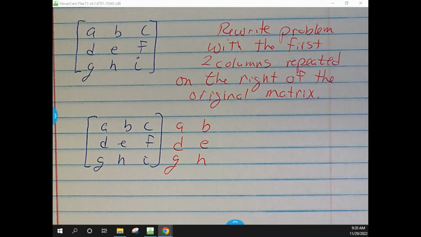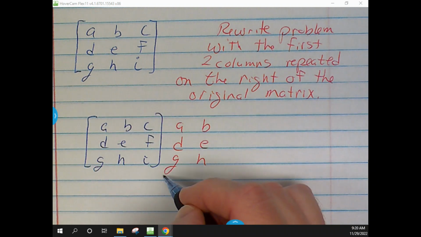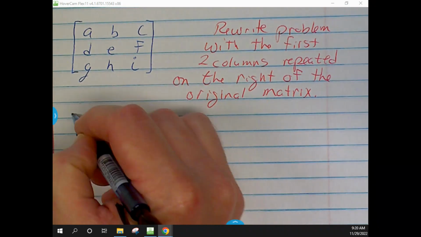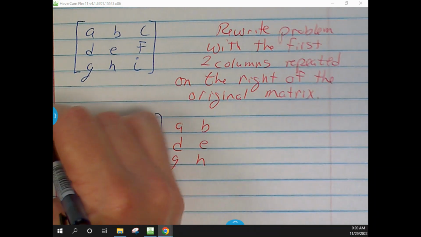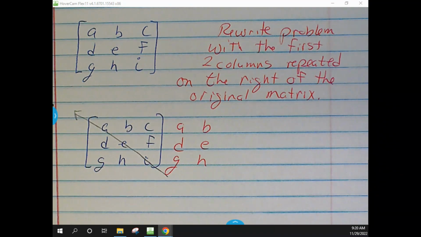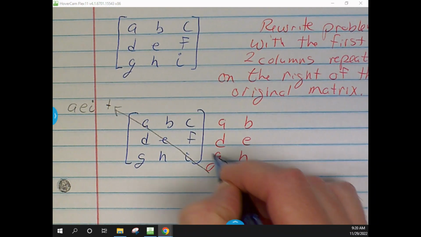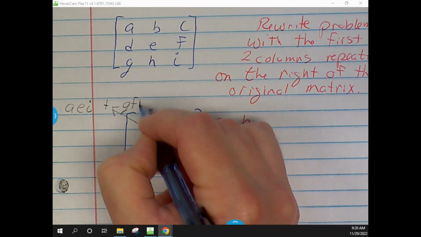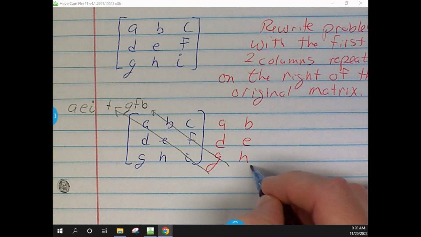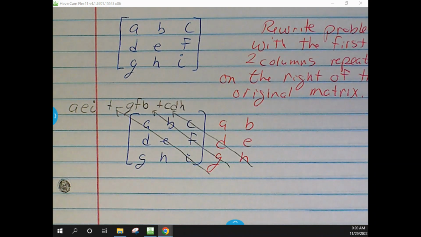Because if you start trying to do cross products, there's only one letter here, there's only two letters here. Now you've actually got three you could do here. So you're going to do, basically, A times E times I. And then we're going to add that to G, F, B. And then you got this one where you'll do C, D, and then H.